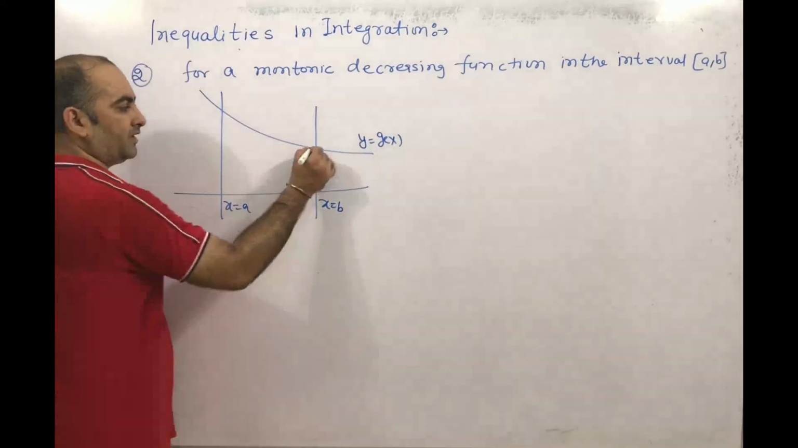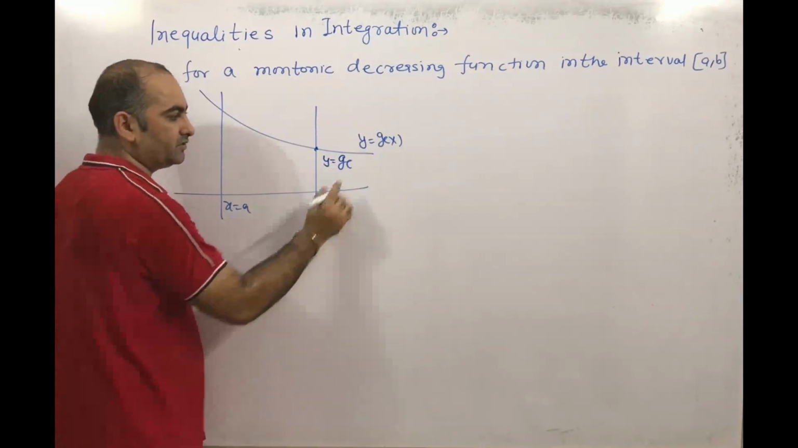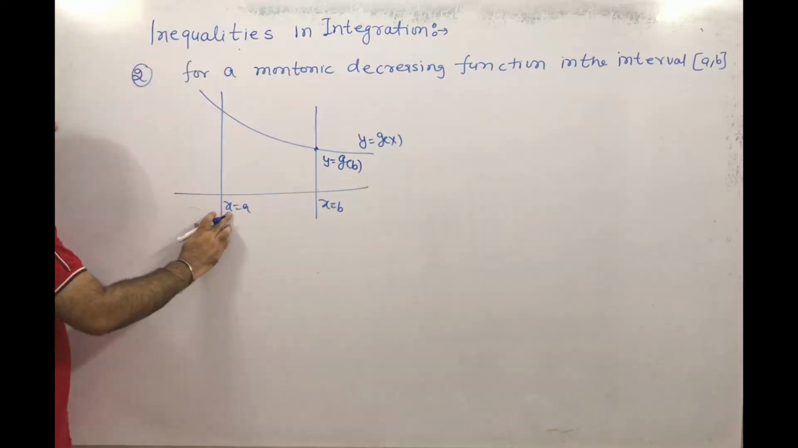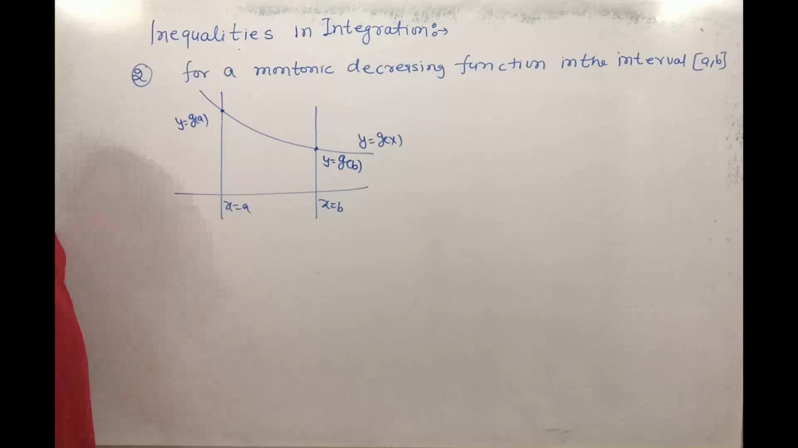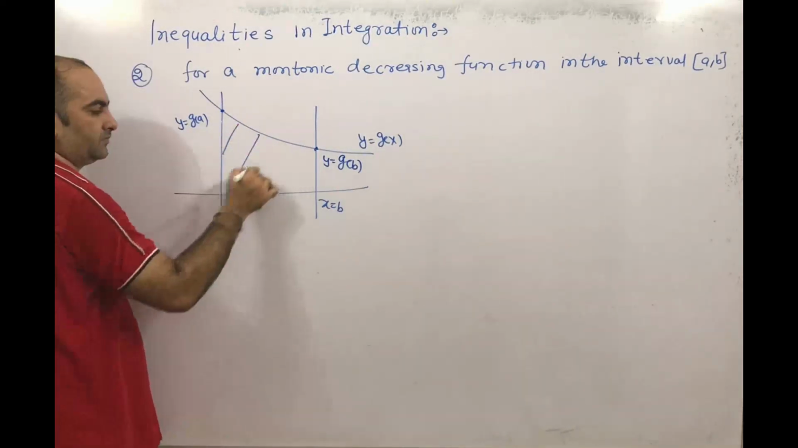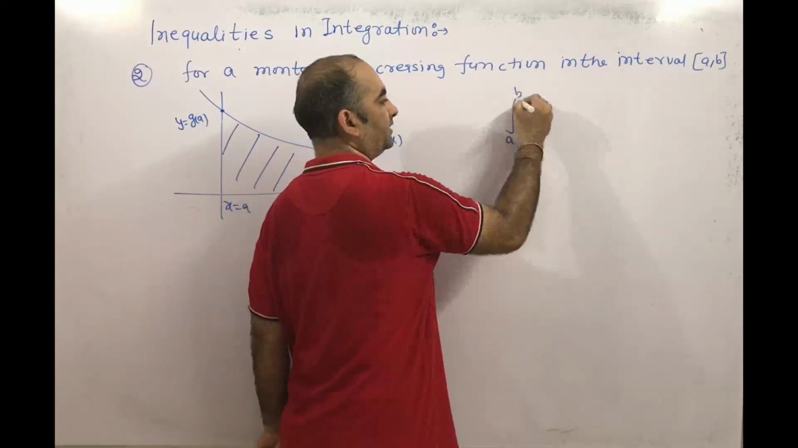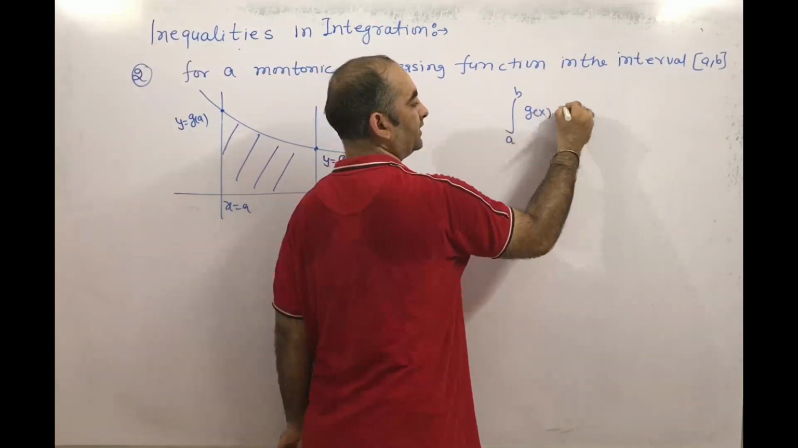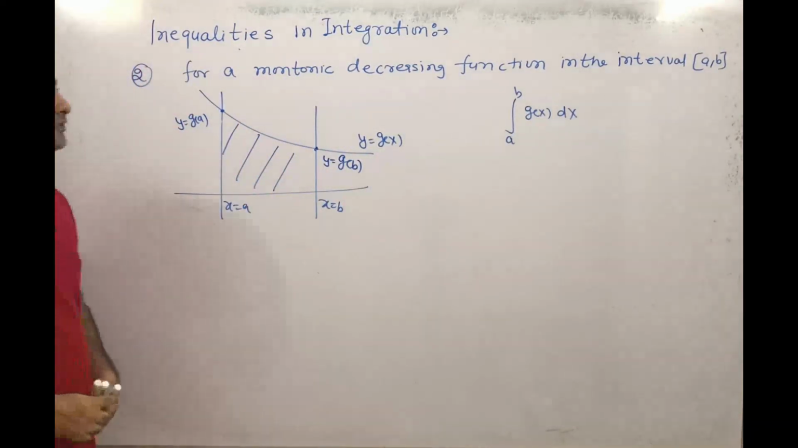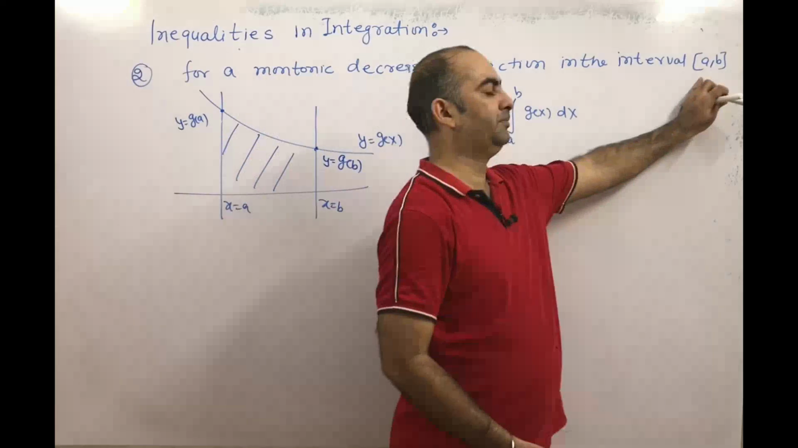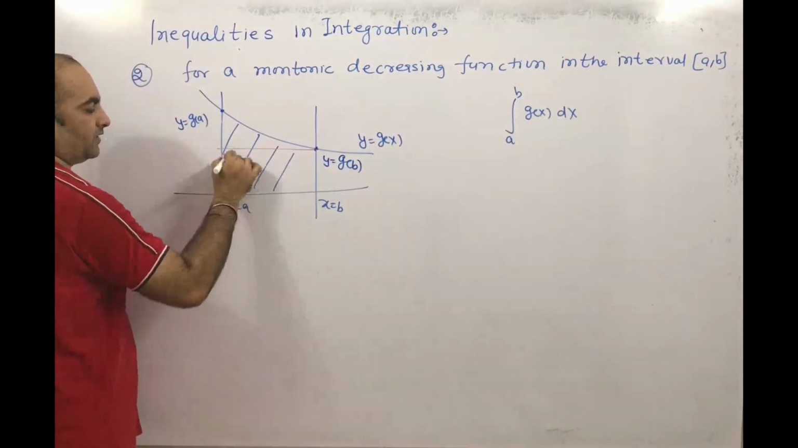Here you can see what this value is: putting in x equal to b, we get g(b), and at x equal to a, the value is y equal to g(a). Now this area, how do we get it? Integration a to b g(x) dx. This will tell us this area. So here we have to use the inequality in the interval a to b. If I take this rectangle, what is the area of this one?